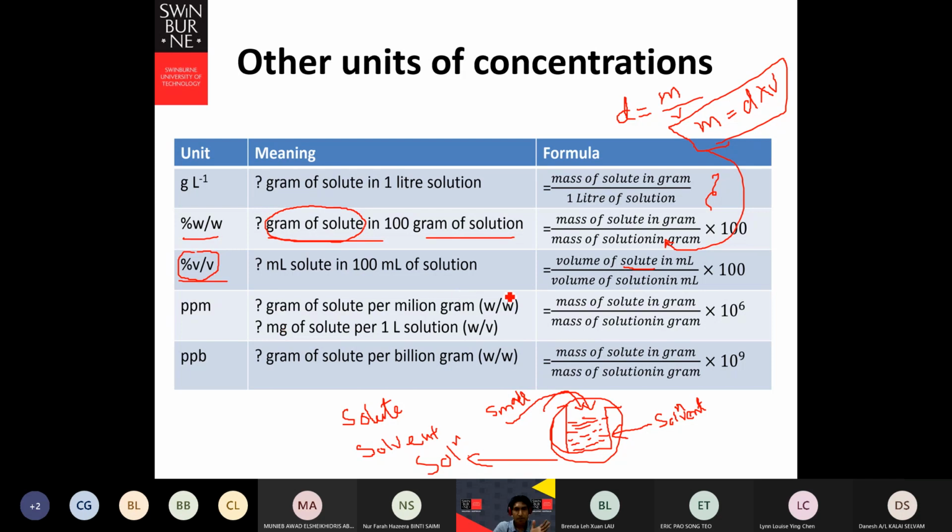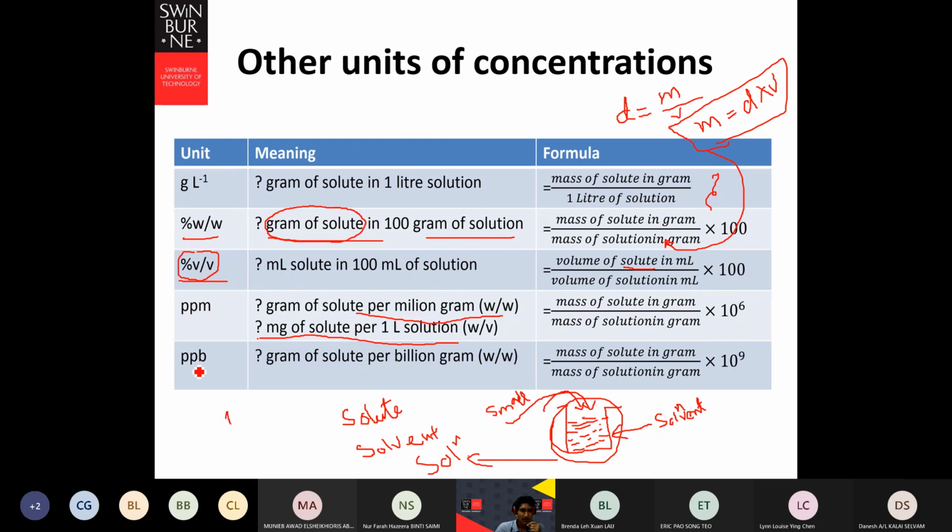ppm, parts per million. All right, parts per million. When the solute is dissolved in 1 million parts of the solution, this is the parts per million, ppm. So gram of solute per million gram, or milligram of solute in 1 liter of solution. In both ways, we can understand that this will be the parts per million.